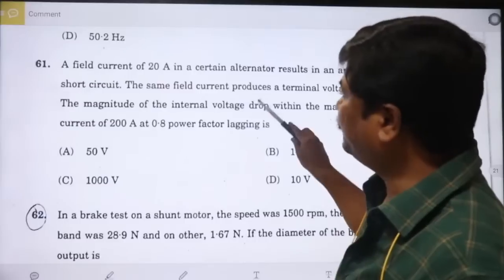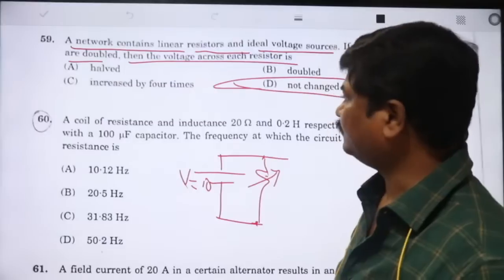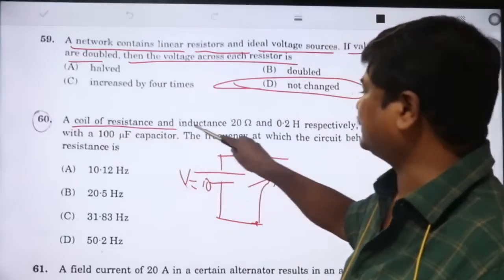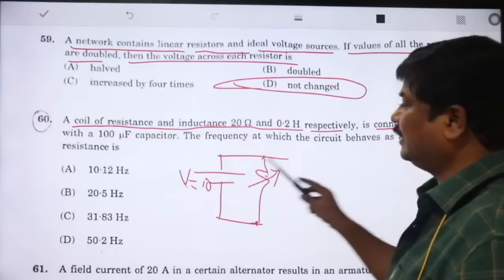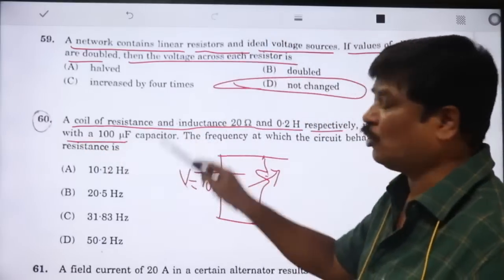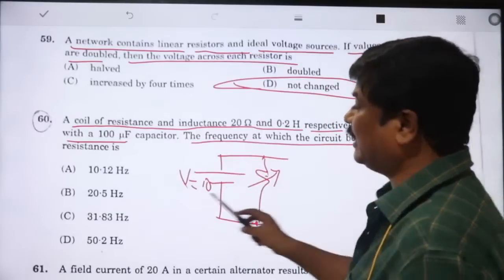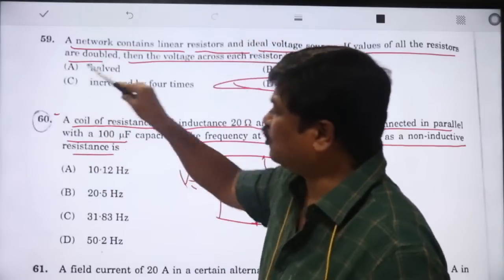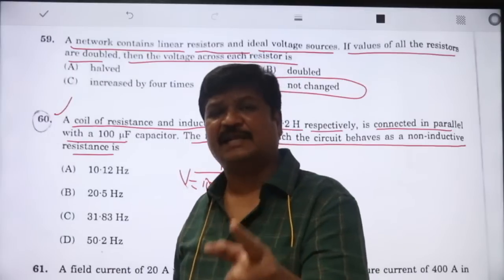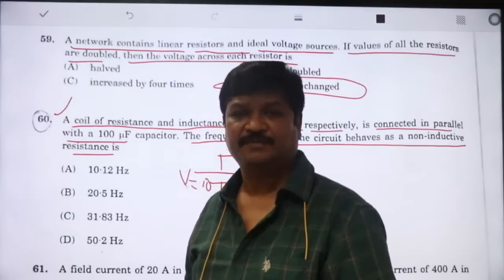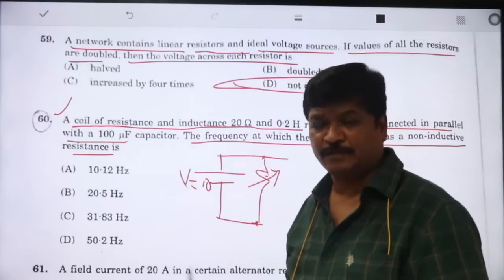But this belongs to the coil: a coil of resistance R and inductance L respectively is connected in parallel with a 100 microfarad capacitor. The frequency at which the circuit behaves like a non-inductive resistance. This same question was given yesterday in the KPTCL JE exam. Same question. I think 2 questions are repeated from my topic.